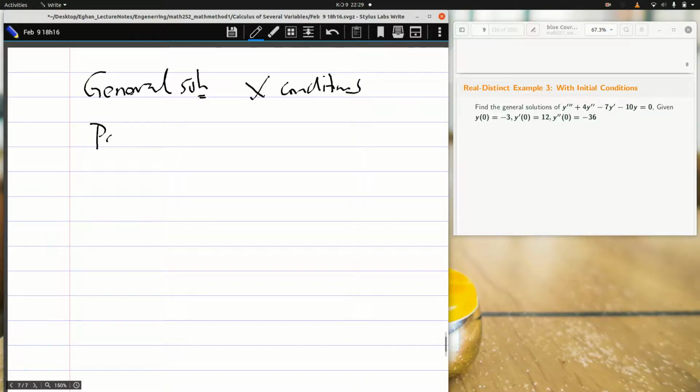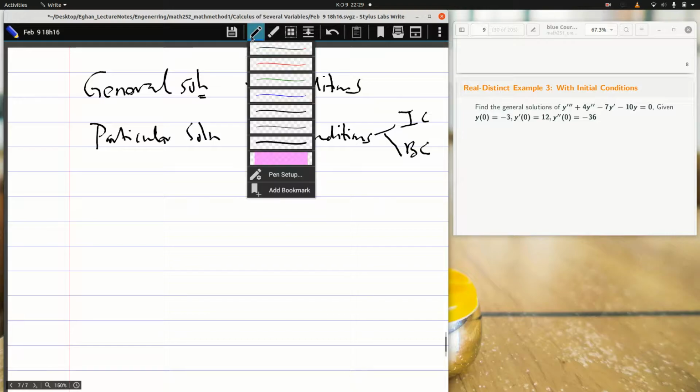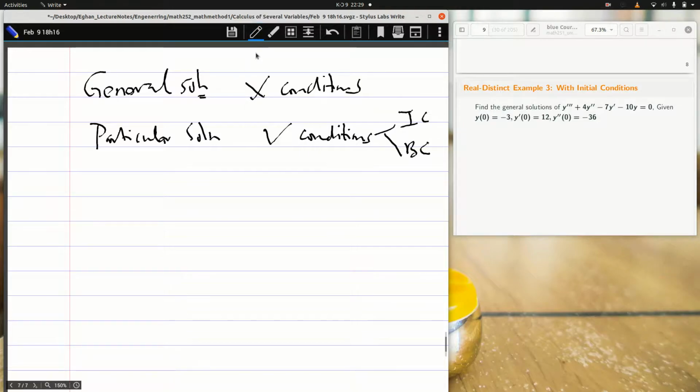And I hope by now you understand what particular solution means. It means there are some conditions attached. These conditions can be initial conditions or they can be boundary conditions. So let's take the example here. We are asked to find a solution to the problem.